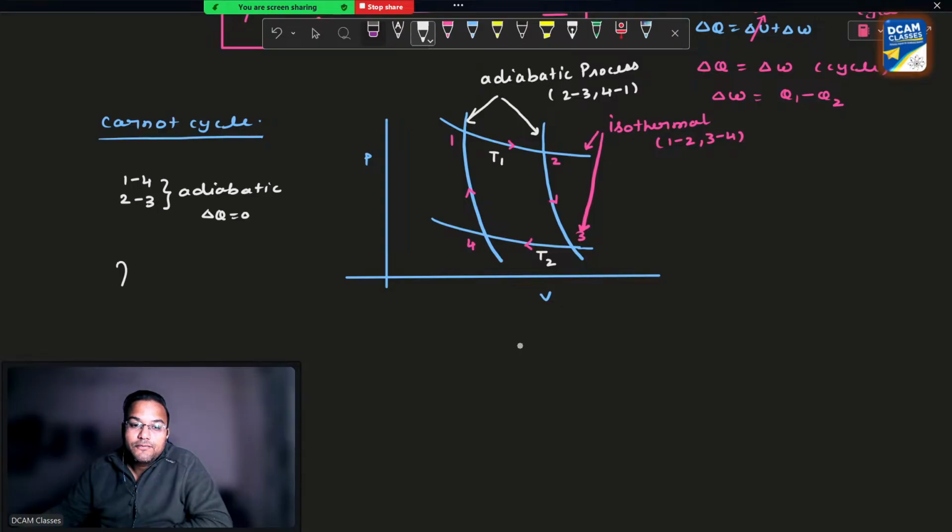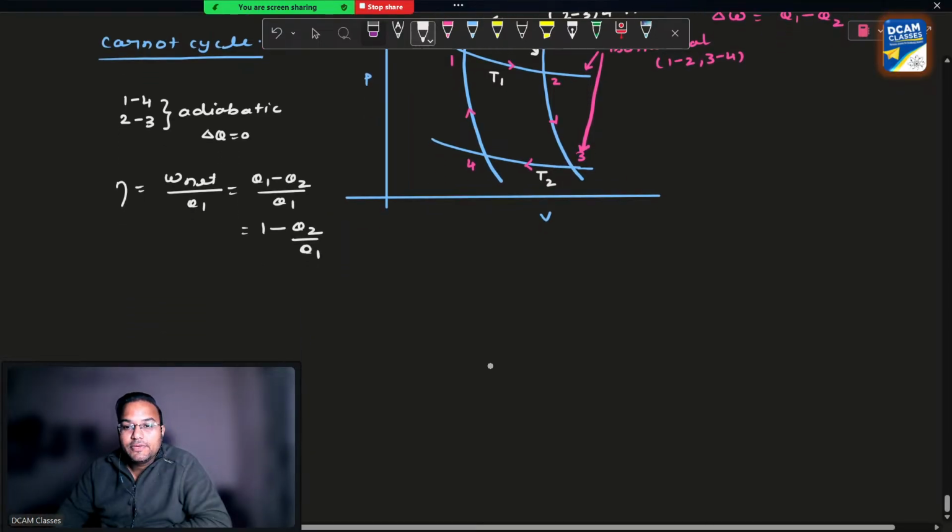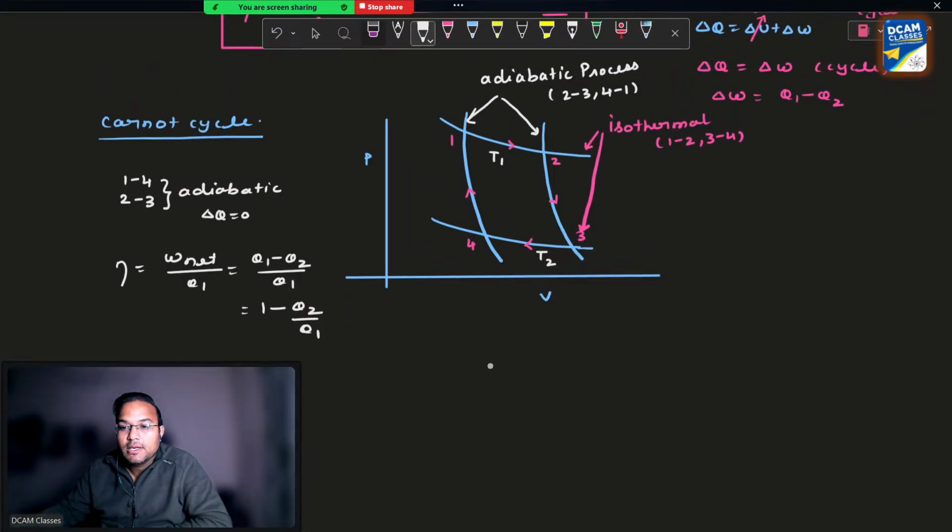We know the efficiency formula is W net divided by Q1, or I have written Q1 minus Q2 by Q1, or simply 1 minus Q2 by Q1. So to find out the efficiency in this process, I'll make use of the formula efficiency is equal to 1 minus Q2 by Q1.